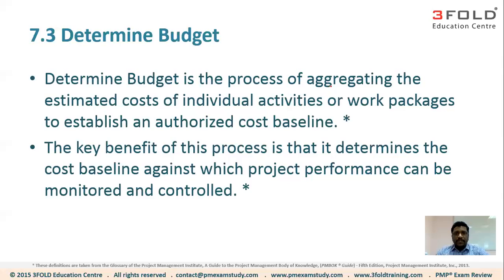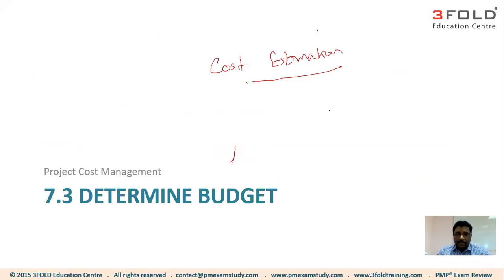Determine budget is the process of aggregating the estimated cost of individual activities or work packages to establish an authorized cost baseline. So what they're trying to say is this. Let me show this pictorially. For example, once we have the scope statement, we create something called WBS, and WBS goes like this.